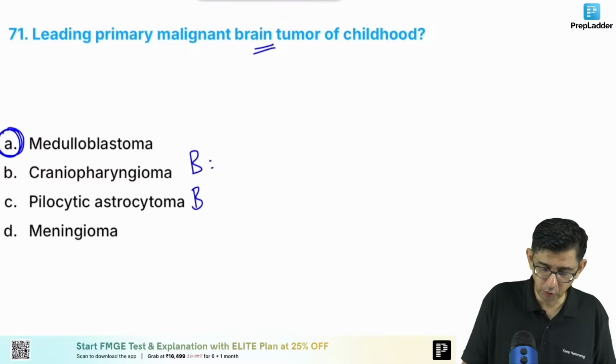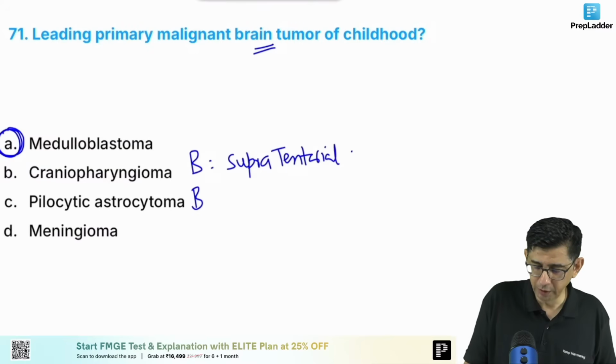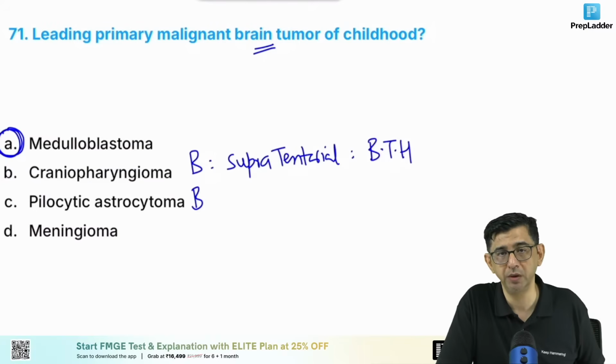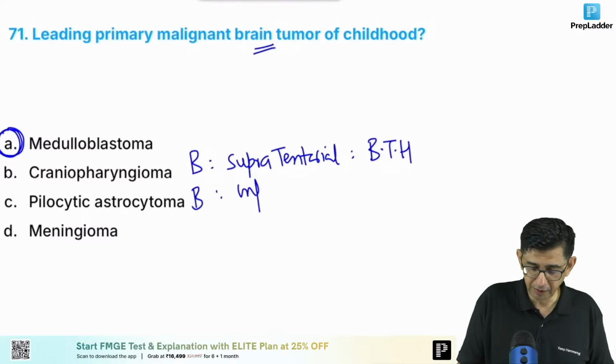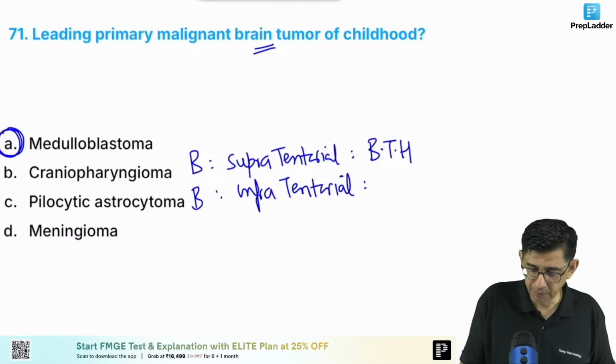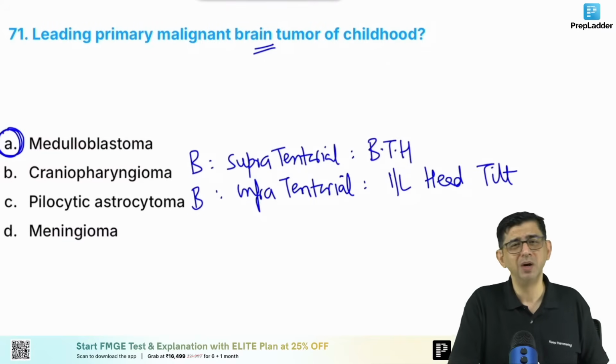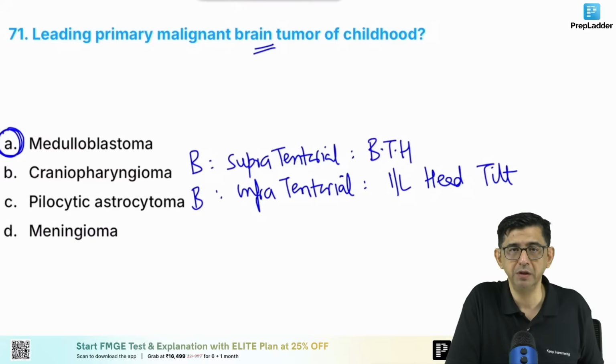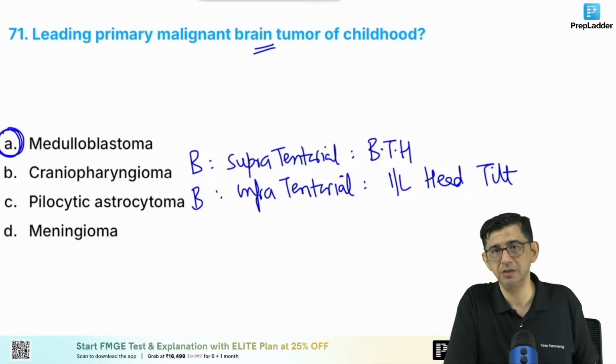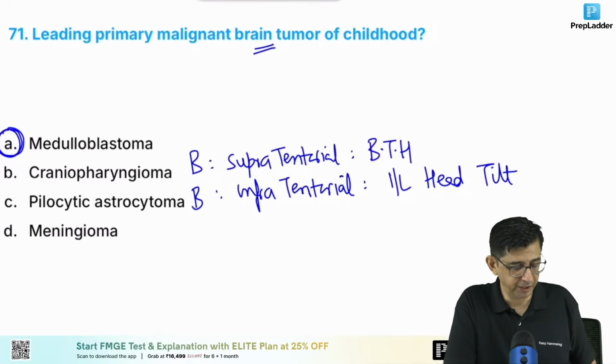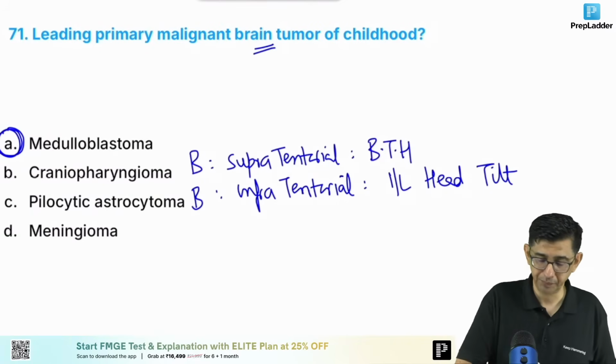The difference between the two will be with respect to the location. Like one of the questions mentioned bitemporal hemianopia, that will be seen only with craniopharyngioma because that is supratentorial. But pilocytic astrocytoma will be infratentorial in location. So there would be cerebellar manifestations given in the patient, like an ipsilateral head tilt, or gait ataxia described in a question. Depending on the presentation given in the question, the differentiation can be made. For childhood, malignant is medulloblastoma, and for benign, the answer depends upon the supra versus infratentorial discussion given in the question.